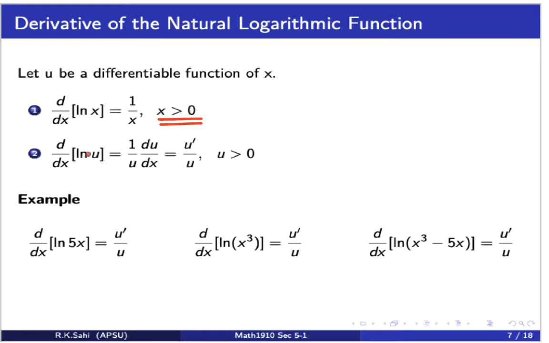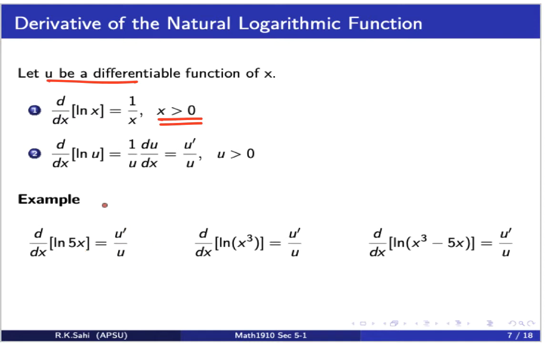Now, if u is a differentiable function of x, then the differential of natural log of u is 1 over u times d over dx. Kind of like a chain rule, guys. That means u prime over u, and u is a positive number. So let's go ahead and take the differential of natural log of 5x.